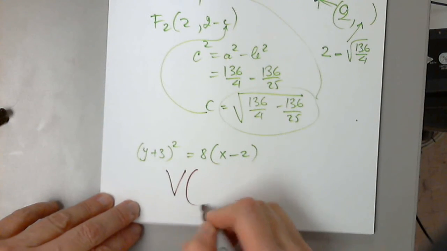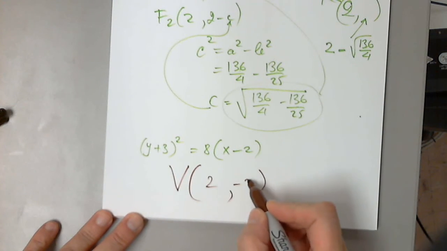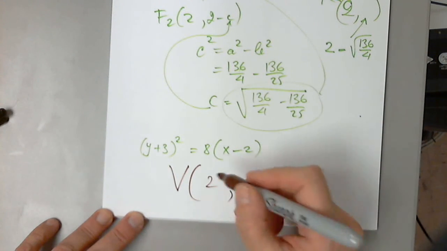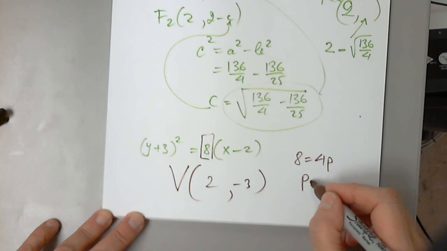Can anyone give us the vertex? When it comes to parabolas, we do not talk about the center of the parabola, but the vertex of the parabola. It has no center. Hyperbola, ellipse, and the circle have a center, but the parabola has a vertex. Can anyone give us the vertex of this parabola? 2 and negative 3. Excellent, awesome. Now this number in front, 8 equals 4p, which means p equals 2.